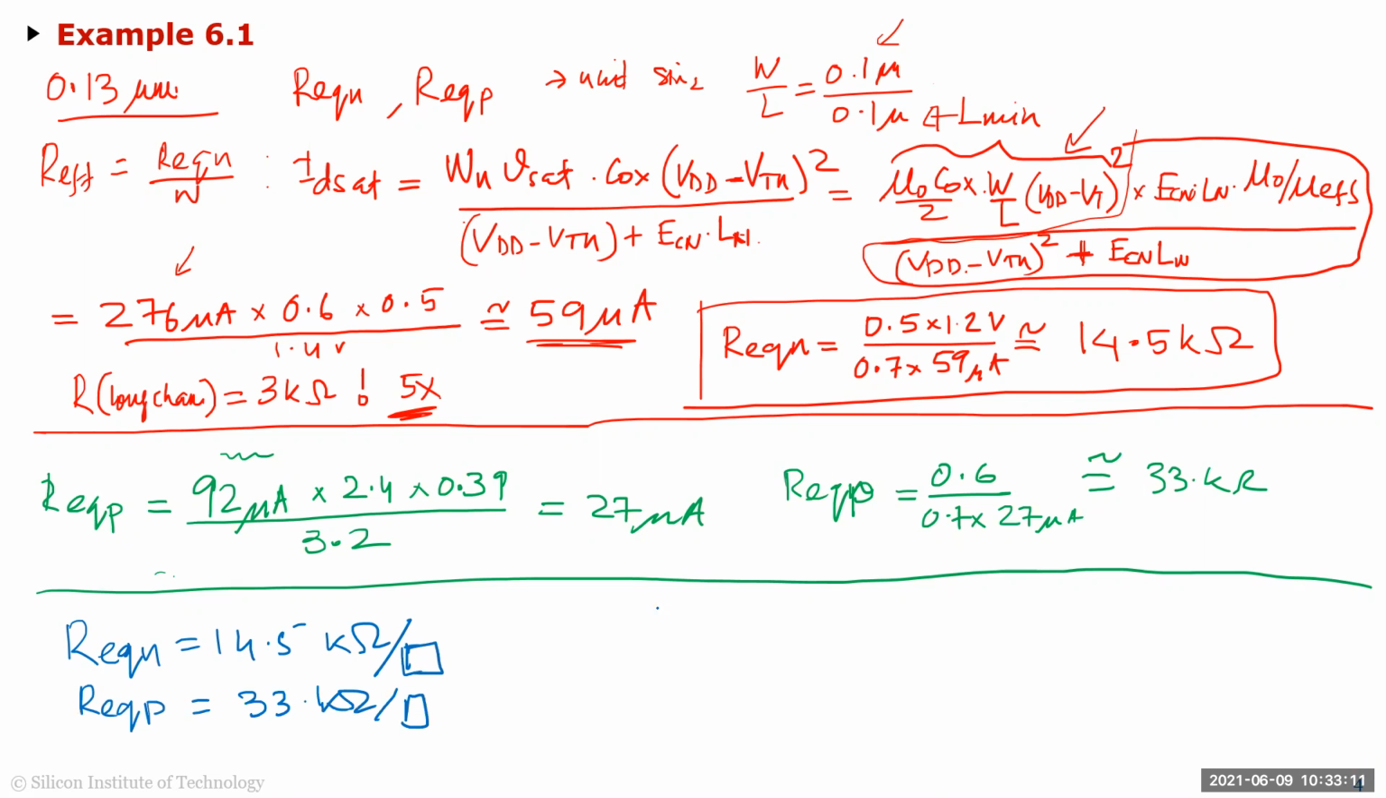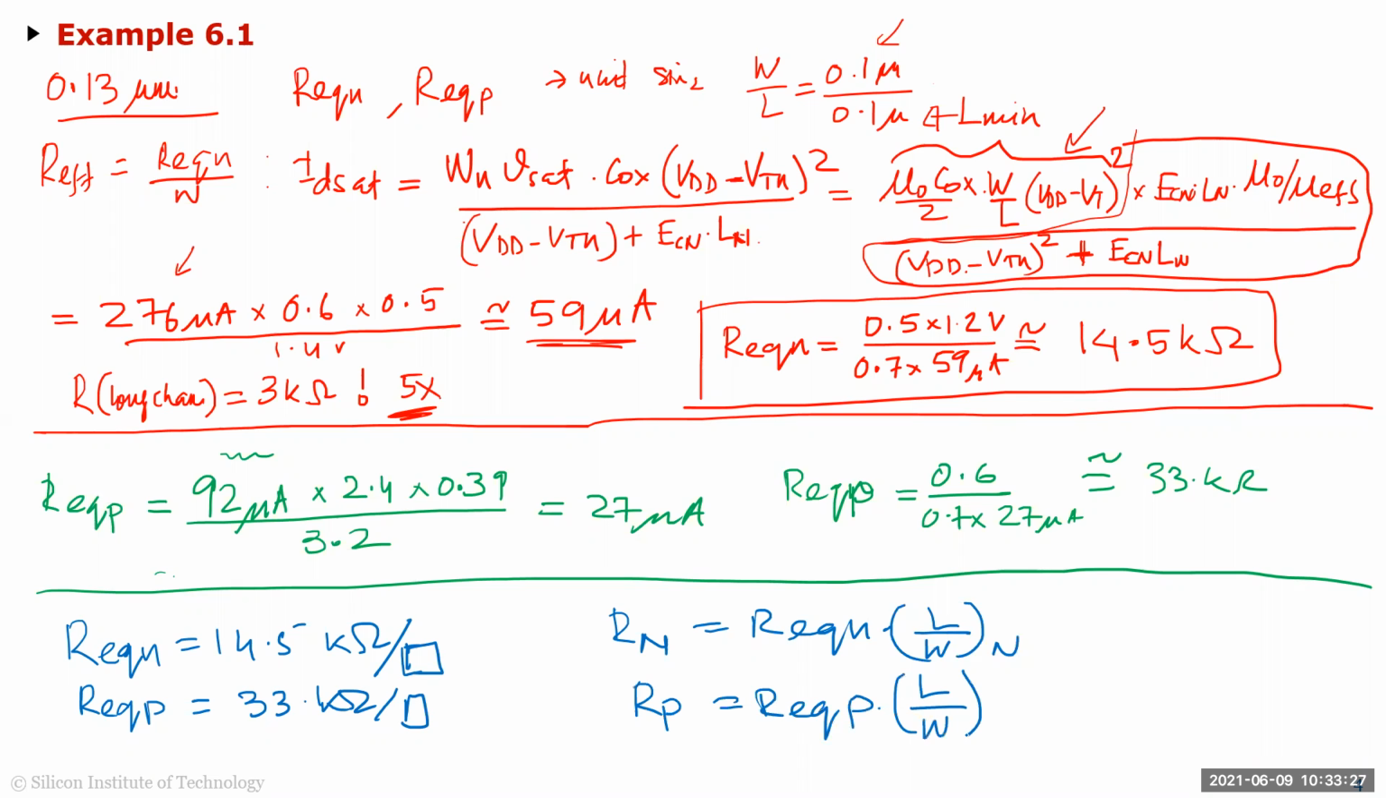So if you have a certain W over L for the NMOS, it is going to be this equivalent value you've calculated over L over W for the NMOS, and for the PMOS it will be REQP, the equivalent, over L over W, just like the way you calculated the resistances for wire models, right? It's the same here because it's basically the same phenomenon. Okay, so this is just to give you an idea of how you're calculating effective resistance.